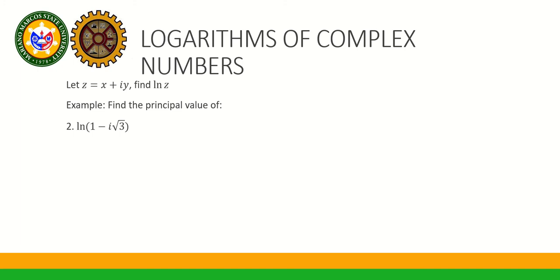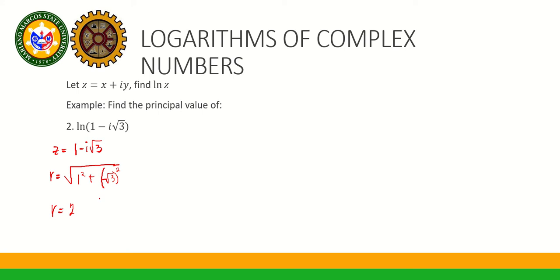Now let's try example number 2 naman. So our z is equal to 1 minus I square root of 3. So convert natin siya into polar muna. So, our modulus will be equal to 1 squared plus negative square root of 3 squared. Ay, walang negative pala. So, square root of 3 squared. So, r is equal to 1 squared plus square root of 3 squared is equal to 2. Kasi 1 plus 3 siya.